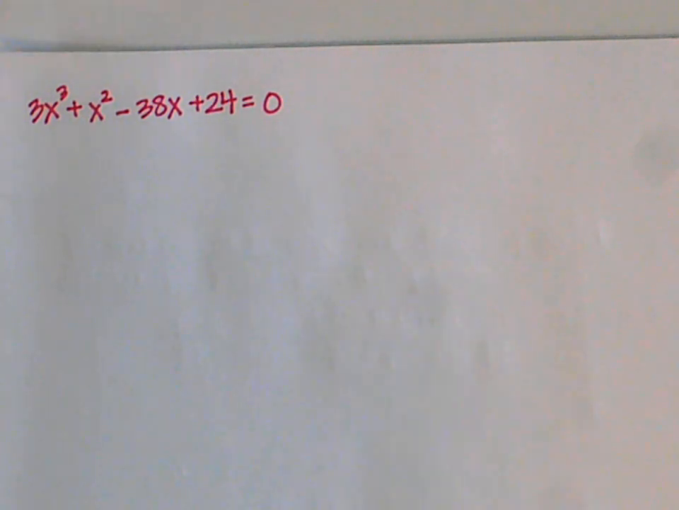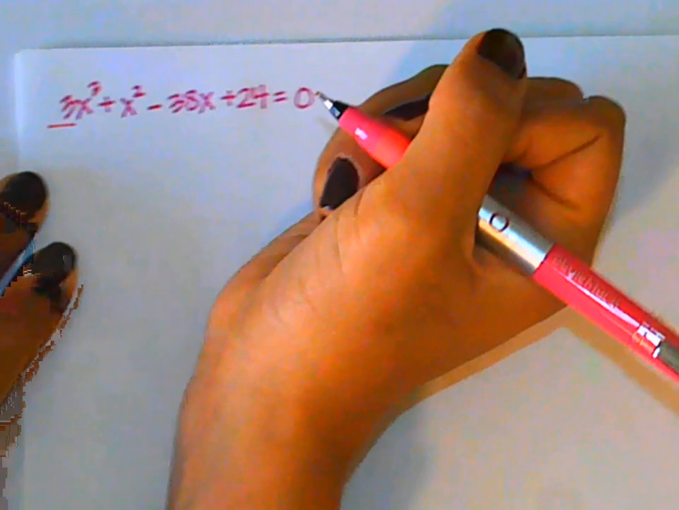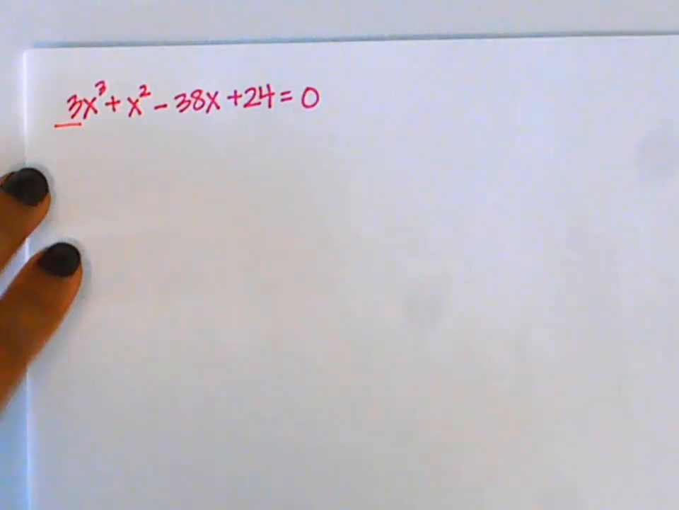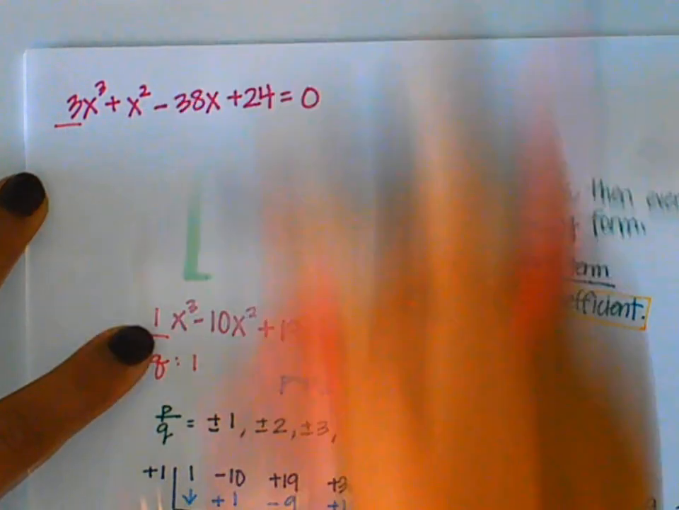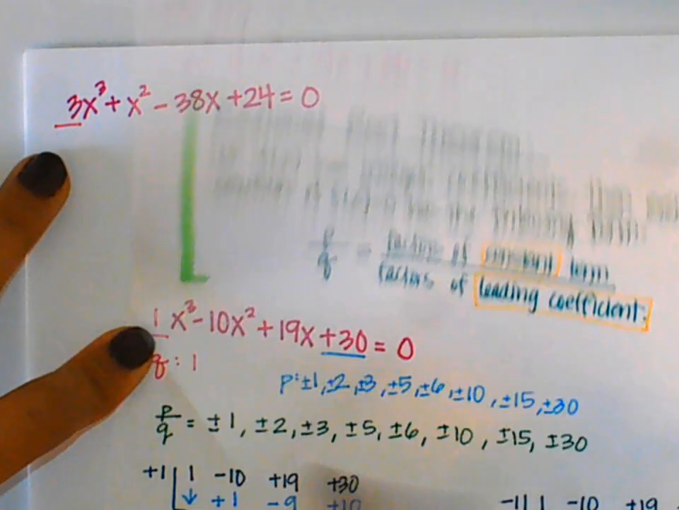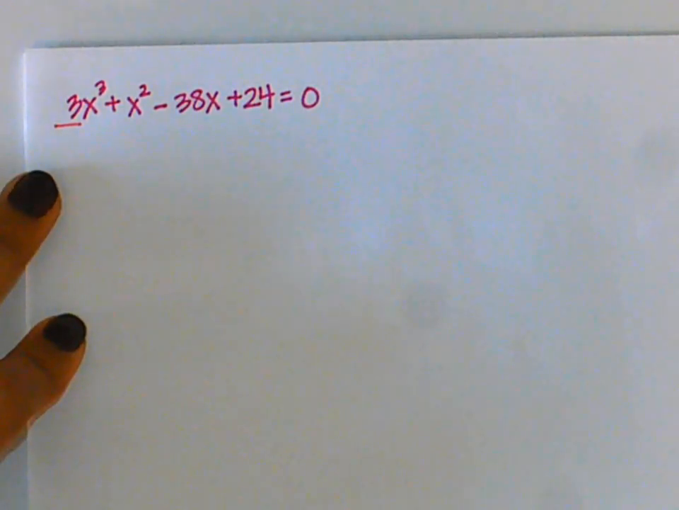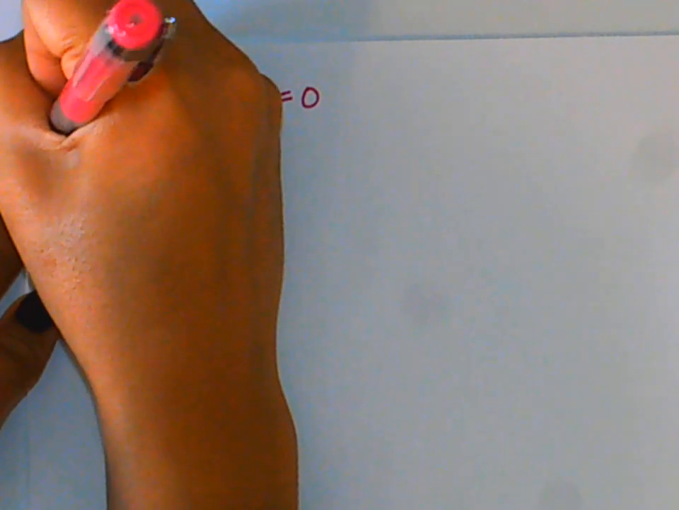So here I'm going to start off with finding all of the factors of my q. And remember that my q is the leading coefficient. So my q is the factors of my leading coefficient. Since it's in standard form, my leading coefficient is the 3. So what times what gives me 3? I have 1. So plus or minus 1 and plus or minus 3.